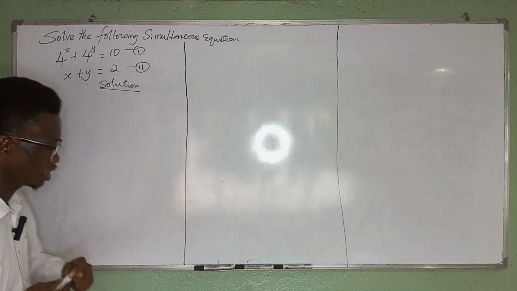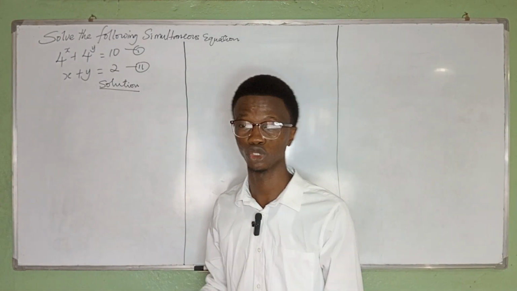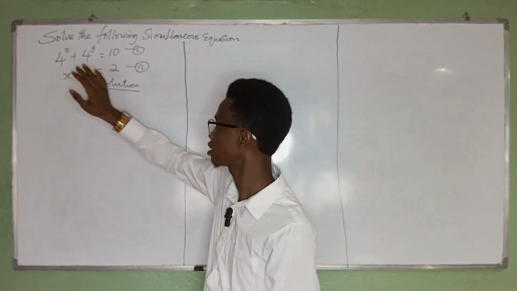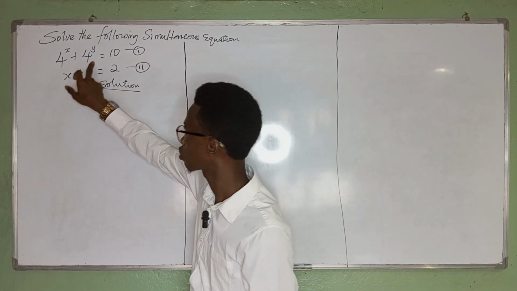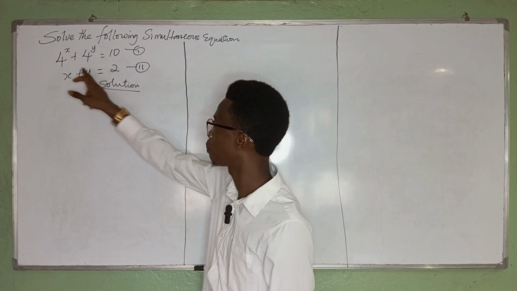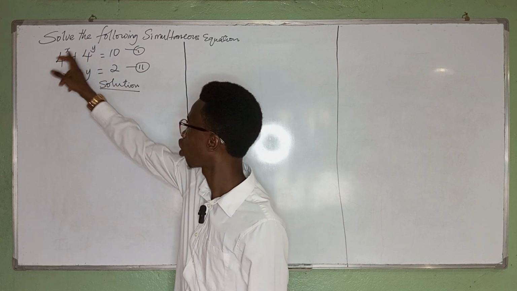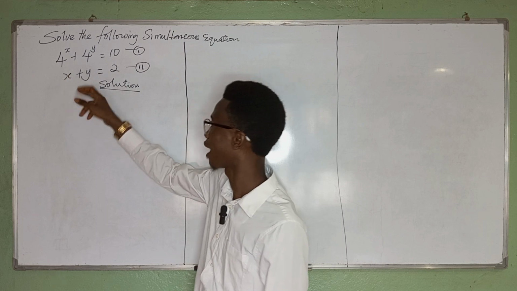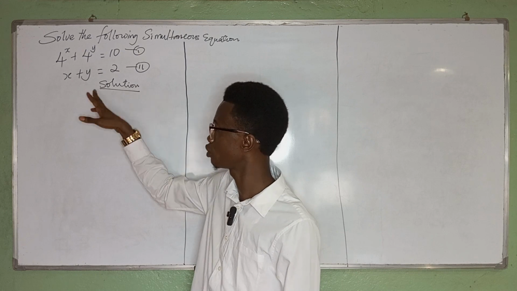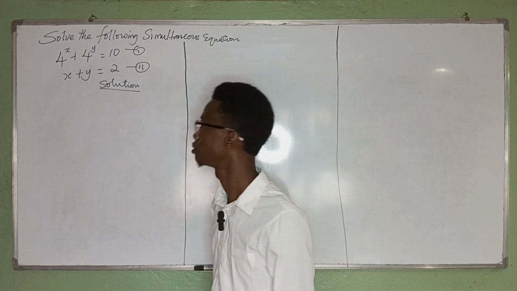Now, if we look at this problem, it's actually very tricky, but there is something we have to do. We are going to try our best to work around equation 1 so that one of the powers becomes x plus y. Then we are going to substitute 2 wherever we see x plus y.